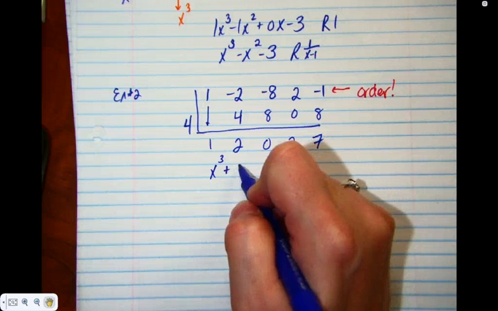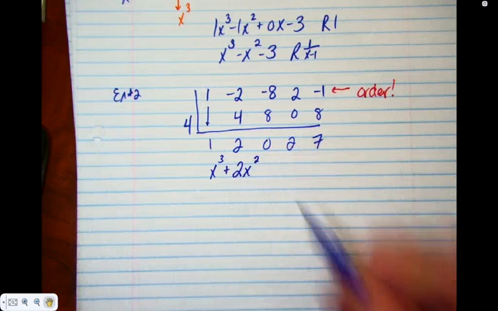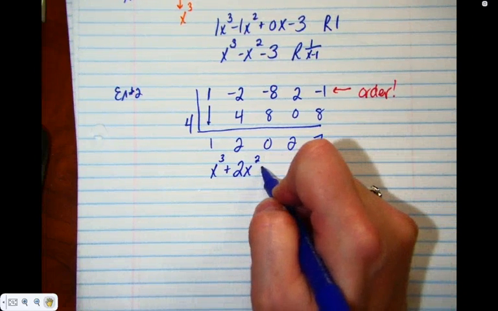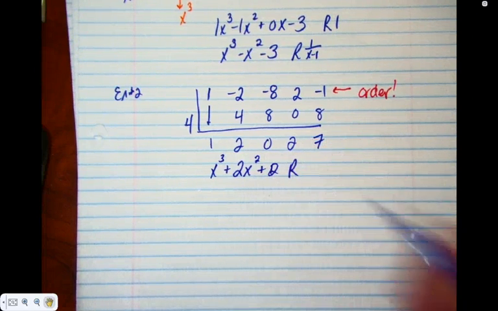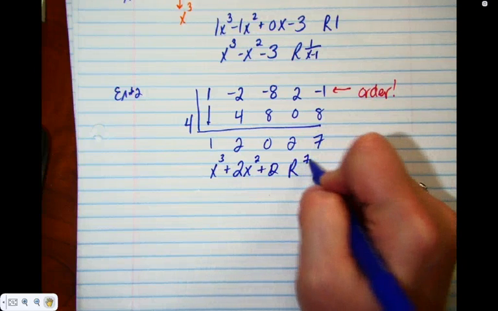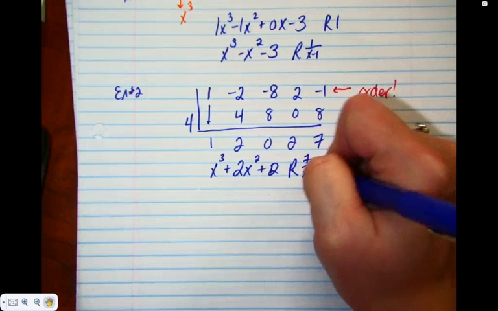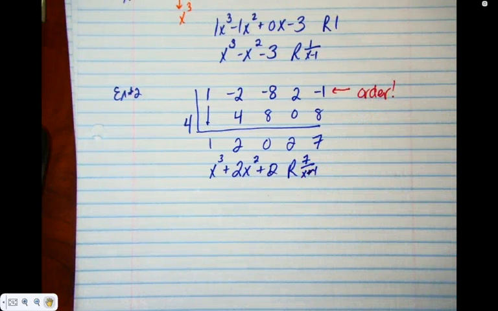Plus? Perfect. Do I need to write 0x? No, we just leave it. Plus 2. Remainder. Ooh, minus. And again, you can just have a remainder of 7. I'm just going to write it like that because that's the way you're going to see it in the book.